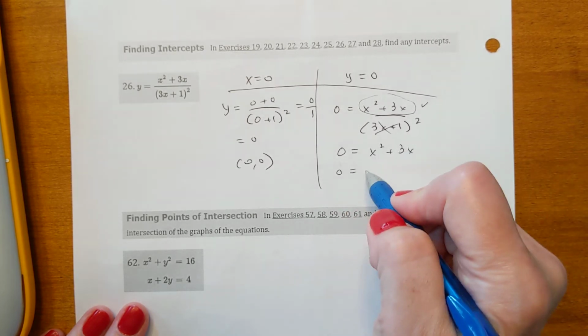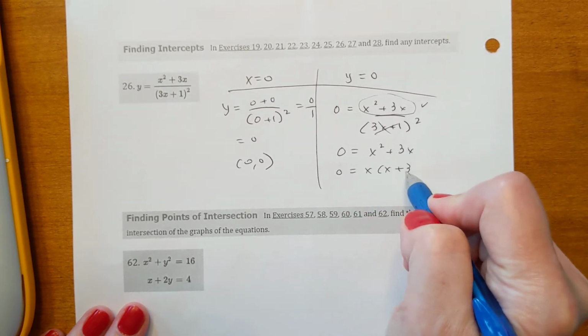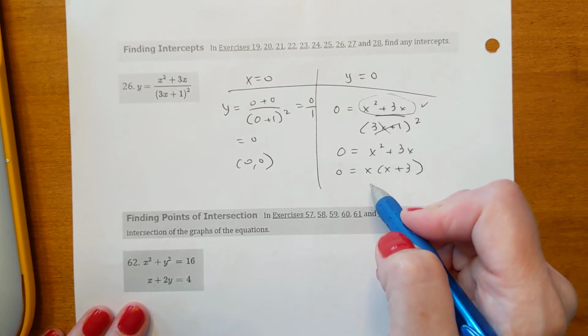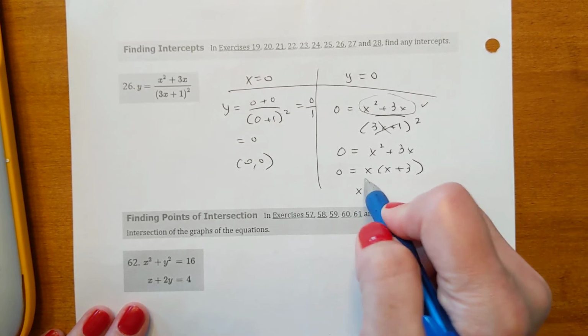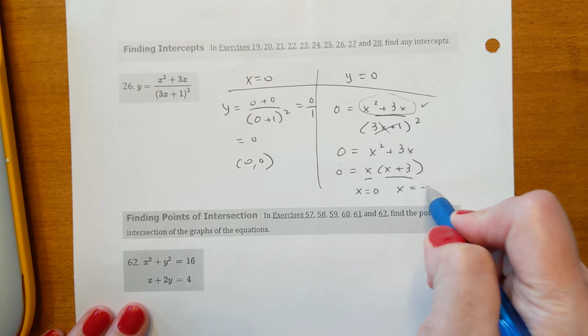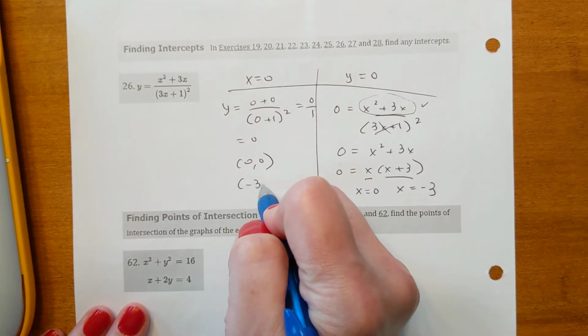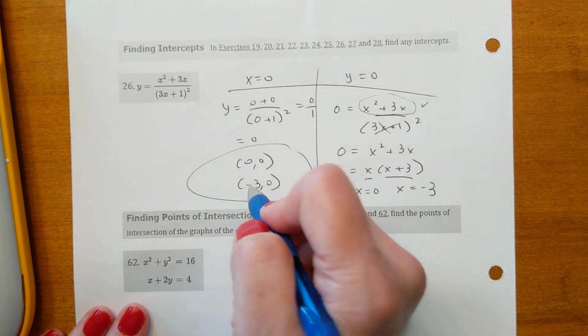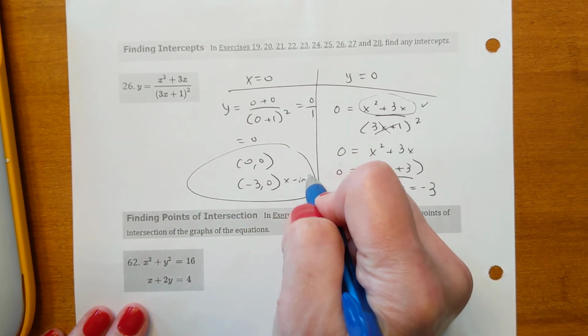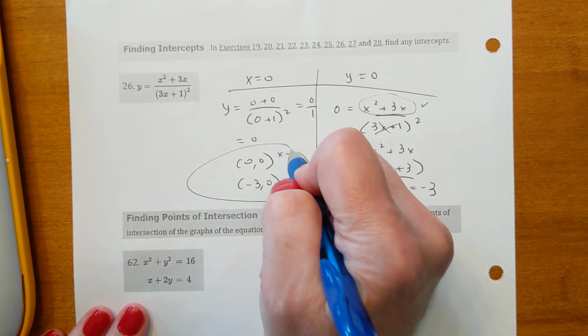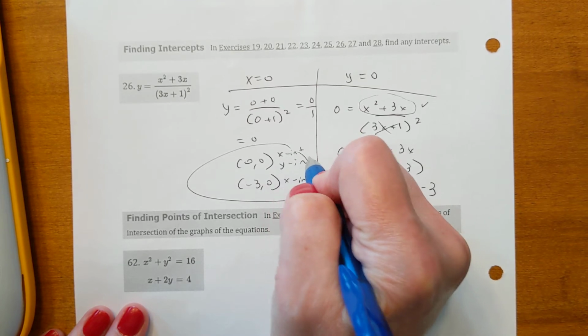Well, I'm going to factor out an x, solving this system here. So that gives you x equals 0 for this, or x equals negative 3. So that's another point then. We've got negative 3, 0. So that's an x-intercept. This one's an x-intercept and technically a y-intercept too.